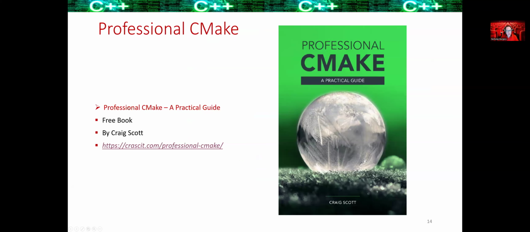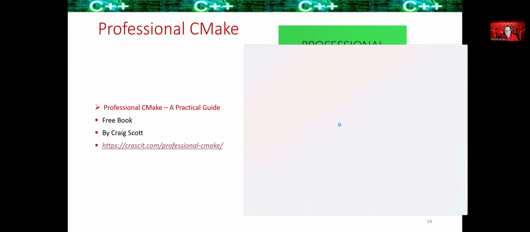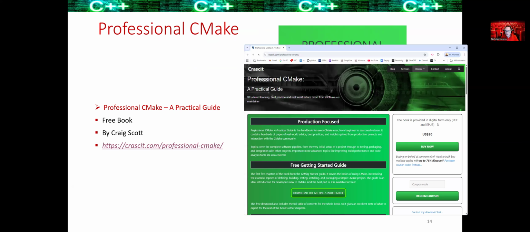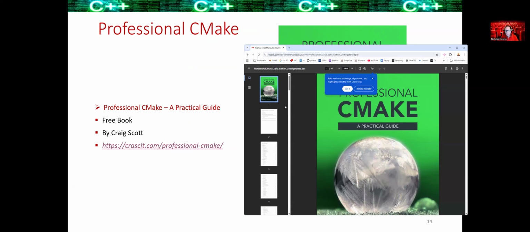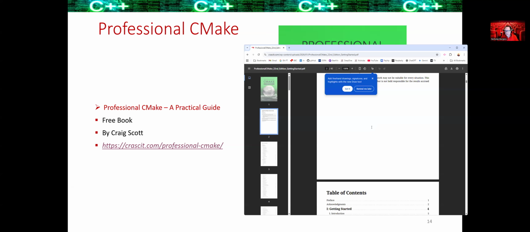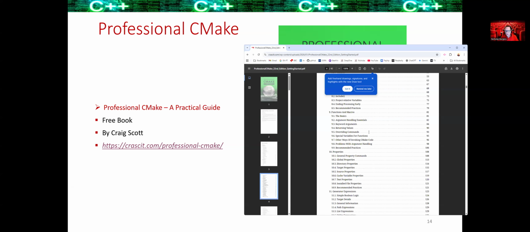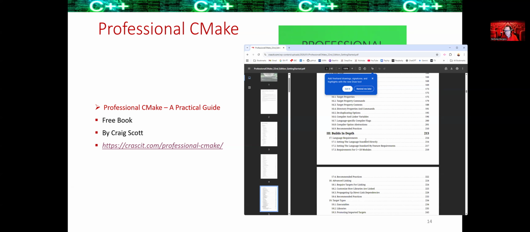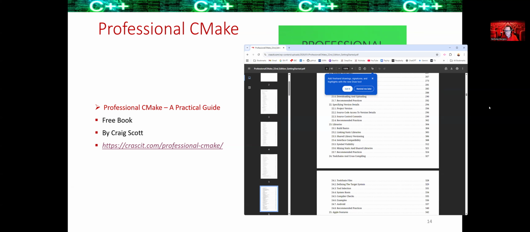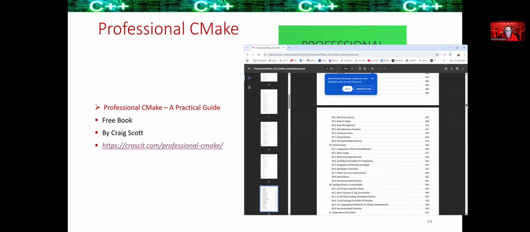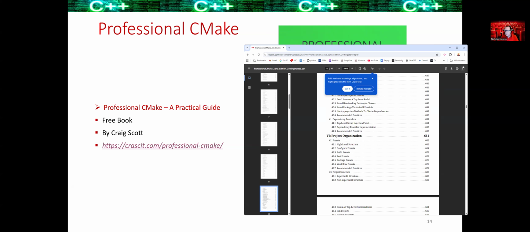And then there's this fantastic book by Craig Scott. If you click on the image, the link is here as well. If you click on the image, it takes you to this page. It talks about paying $30. You don't do that. You just download the guide here. And it's a really good guide on how to use CMake and all the different commands and how to generate files and the like. It's a very, very good guide. It's probably the best guide I've seen. It's really good.